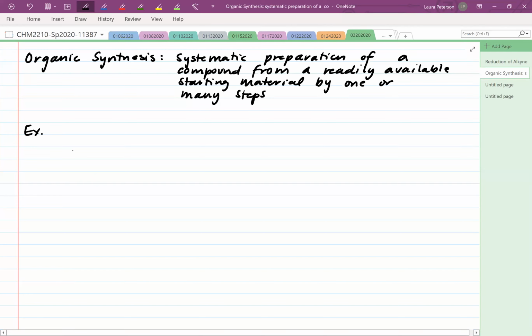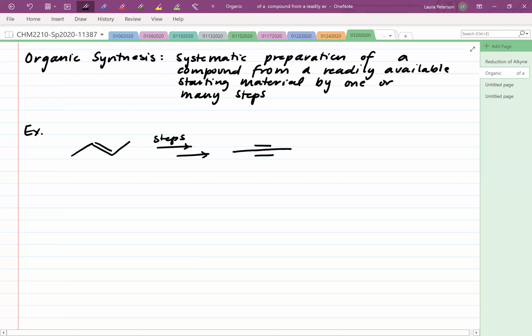All right, so let's imagine that we took this alkene and we wanted to convert it to the corresponding alkyne. This is actually something we already learned how to do, right? We called it alkene to alkyne synthesis.